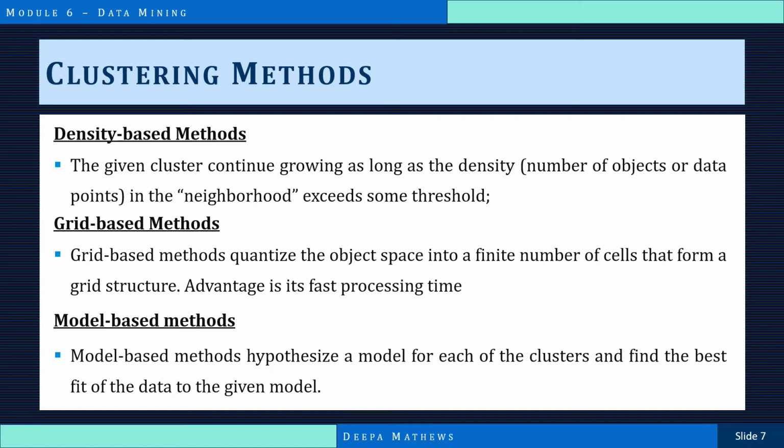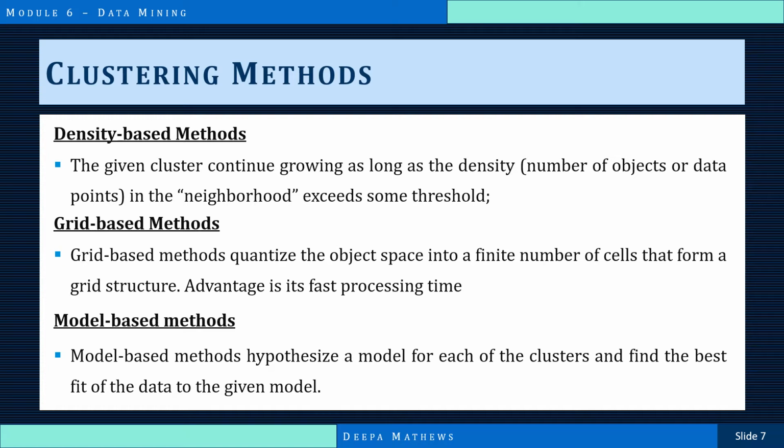That is, for each data point within a given cluster, the radius of the given cluster has to contain at least a minimum number of points. It should contain a minimum number of objects. So that is the density based methods. It is based on the concept of the number of objects in the cluster.